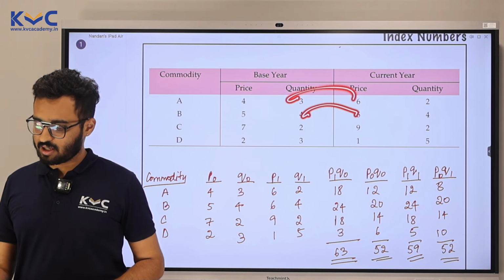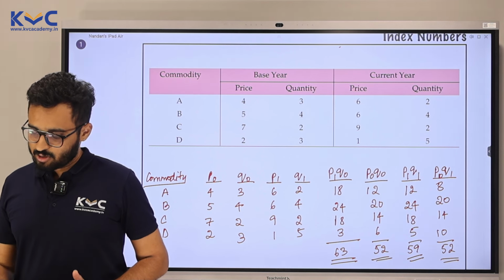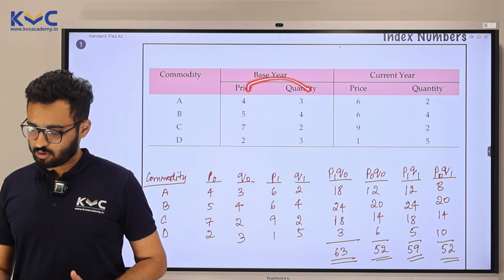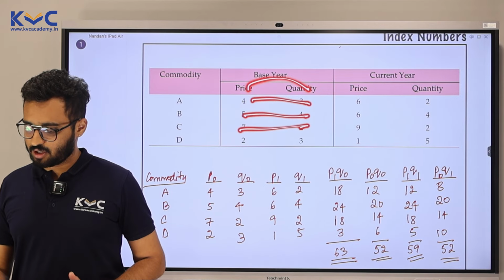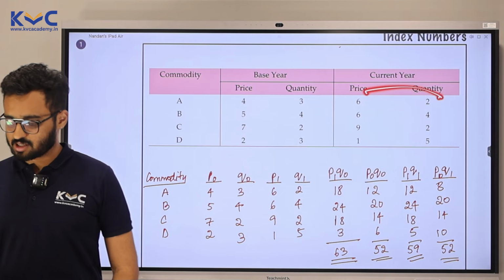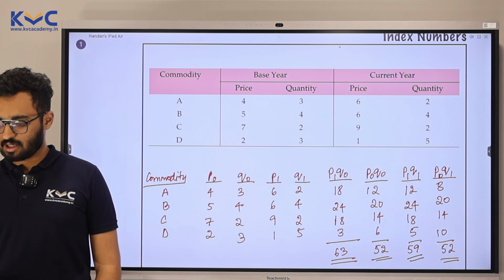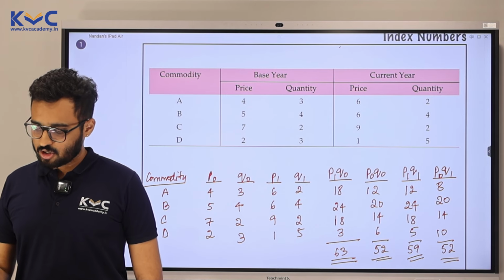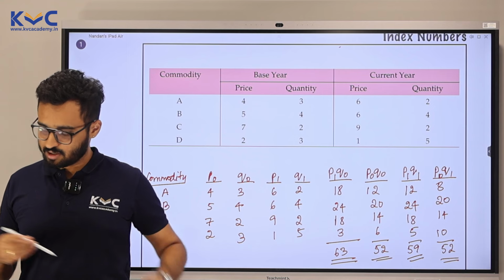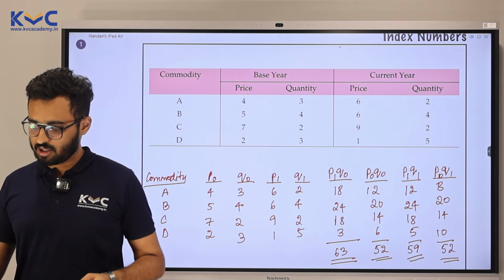6 3s are 18, 24, 18, 3. P0 Q0 is P into Q. So 4 3s are 12, 20, 14, 6. P1 Q1 is 6 into 2, 12, 24, 18, 5. P0 Q1, right? P0 Q1. So 4 2s are 8, 20, 14, 10.